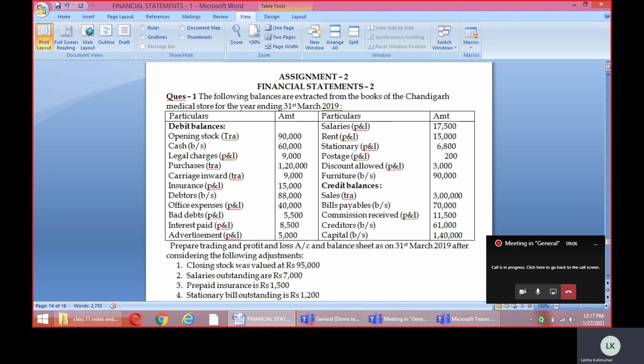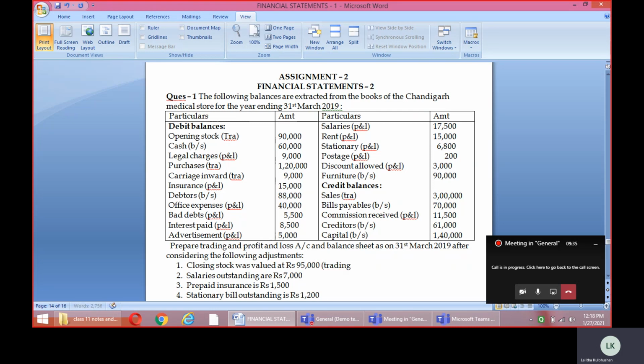Now, let's discuss the adjustments. As we have seen already, adjustments means those items which are identified later and whose accounting treatment is pending. So in case of adjustments, the first is the closing stock valued. All the adjustments, if given in the form of a statement outside, have two effects. The closing stock will give you two effects, as we have seen already.